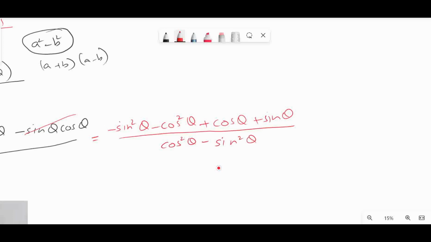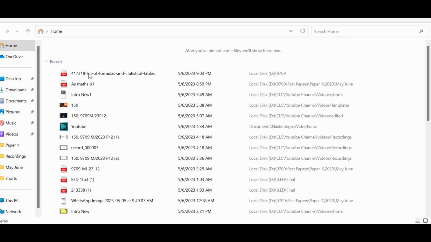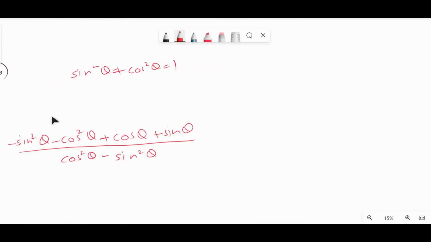Now we know the formula: sine square theta plus cos square theta is equal to 1. This is the identity. If we rearrange it, we can clearly see that in the denominator we just need sine theta. So sine square theta will be equal to 1 minus cos square theta. Now let's put the values over here.